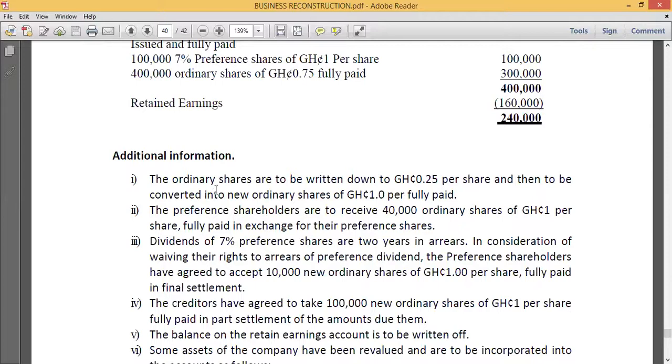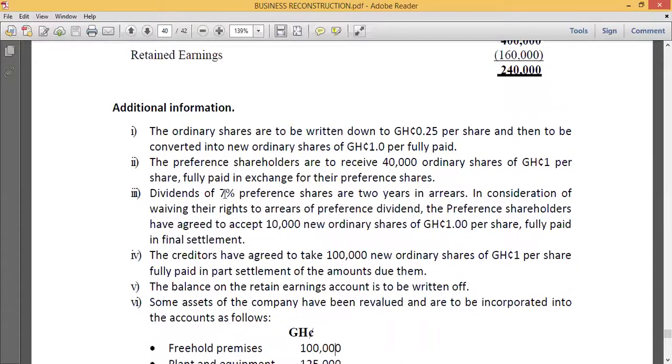Now let's go to additional information. So in reading, please identify gains and losses. Identify who will lose, who will gain. Identify the sacrifices. Identify the conversion. The ordinary shares are to be written down to 0.25 per share. That's 25 pesos.